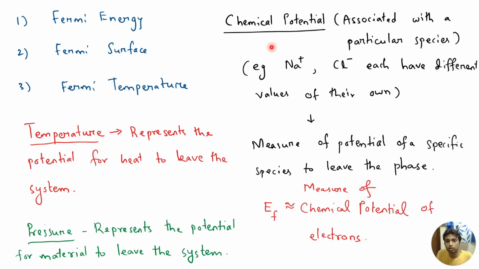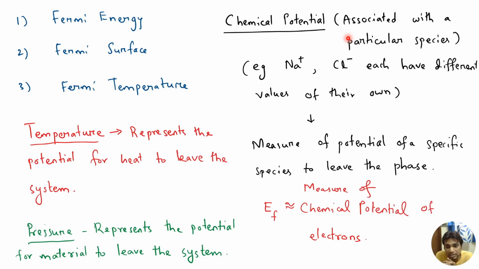And there is something called chemical potential. What this chemical potential tells you is that it is particularly associated with a particular species. For example, in a sodium chloride solution, sodium will have its own chemical potential, the chlorine ions will have their own chemical potential, and so on. So the chemical potential is the measure of the tendency of a particular specific species in the solution or in the system to leave that particular phase.